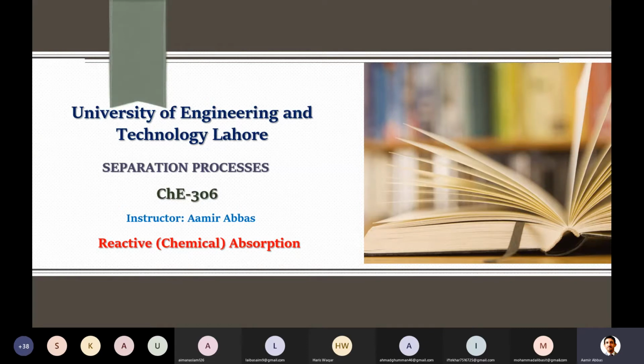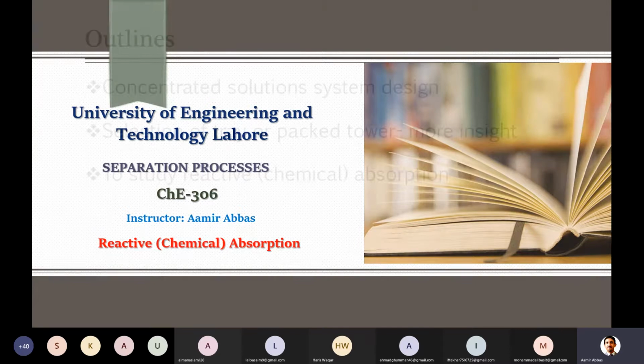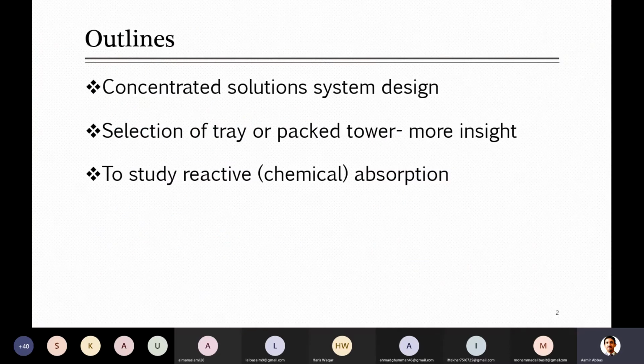The main objective in this lecture is reactive chemical absorption. Up to here, if you remember, most of the systems which we discussed involved only physical absorption. We didn't bring in the chemical reaction. So those systems are a bit simple compared to this, when you have to introduce chemical reactions as well.